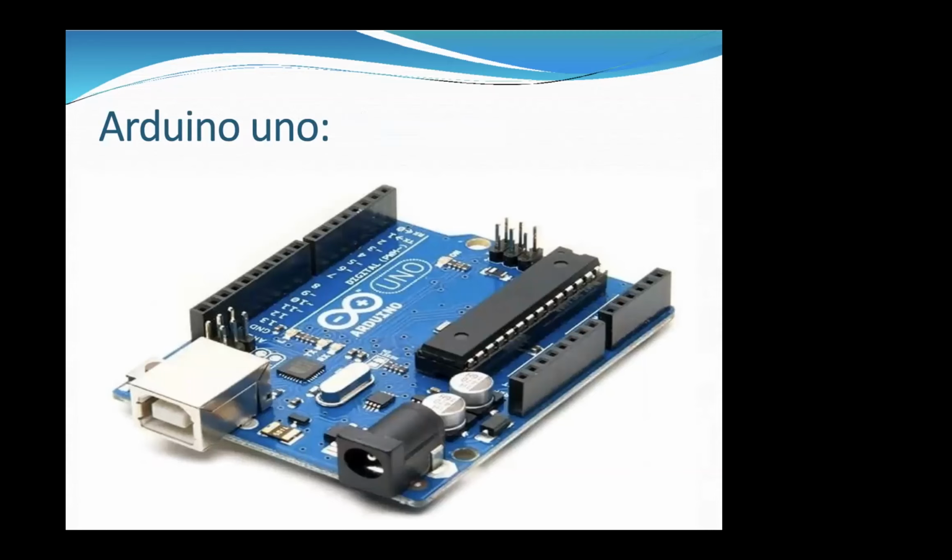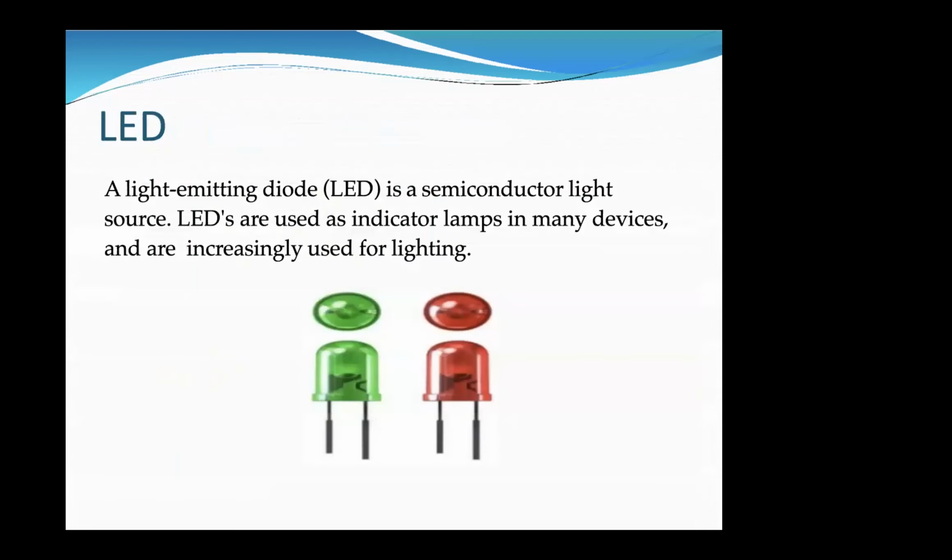Here we can see the basic components, which we connect. LED is a light emitting diode, a semiconductor light source. LEDs are used as indicator lamps in many devices and are increasingly used for lighting. In the traffic signal also, we use LEDs for the red signal, green signal, and yellow signal.